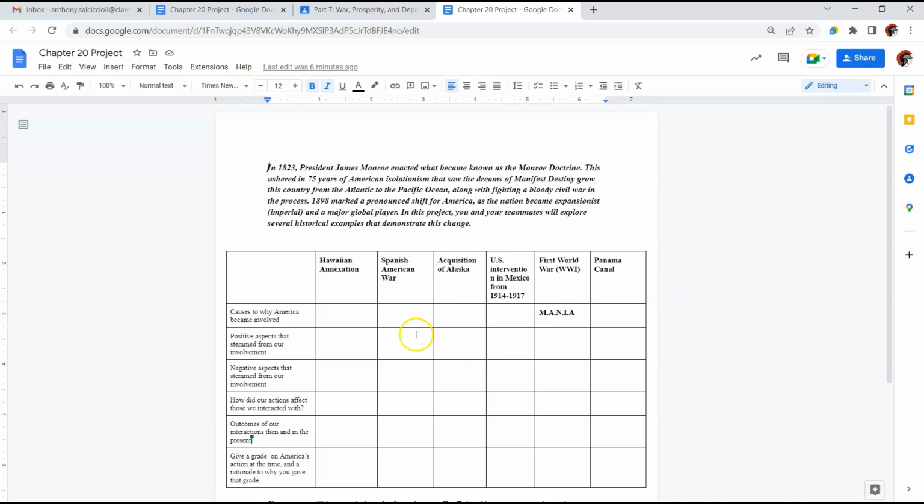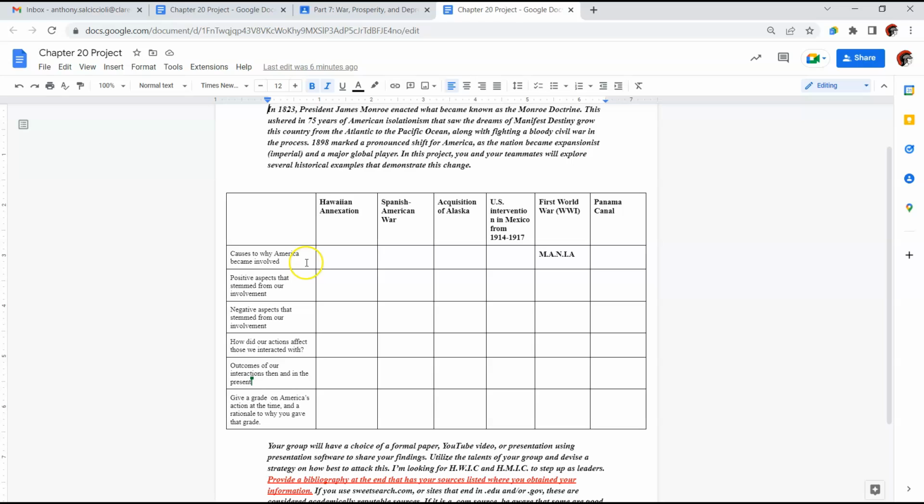And I'm going to start here on the y-axis. Here are the things we're going to be looking at. Number 1, causes to why America became involved. 2, positive aspects that stemmed from our involvement. Good things for America. What were some positive things that happened as a result of us getting involved? 3, negative aspects that stemmed from our involvement. In other words, what are some of the bad things that happened because we chose to get involved?